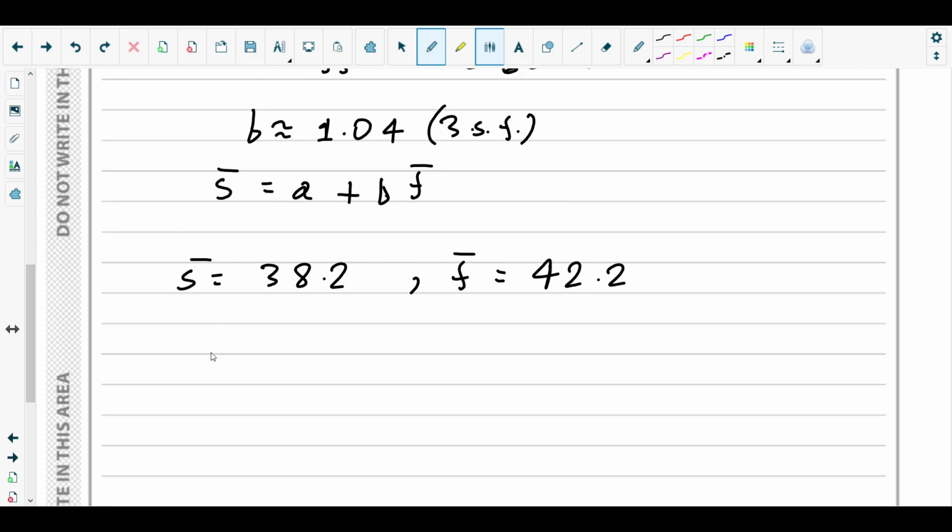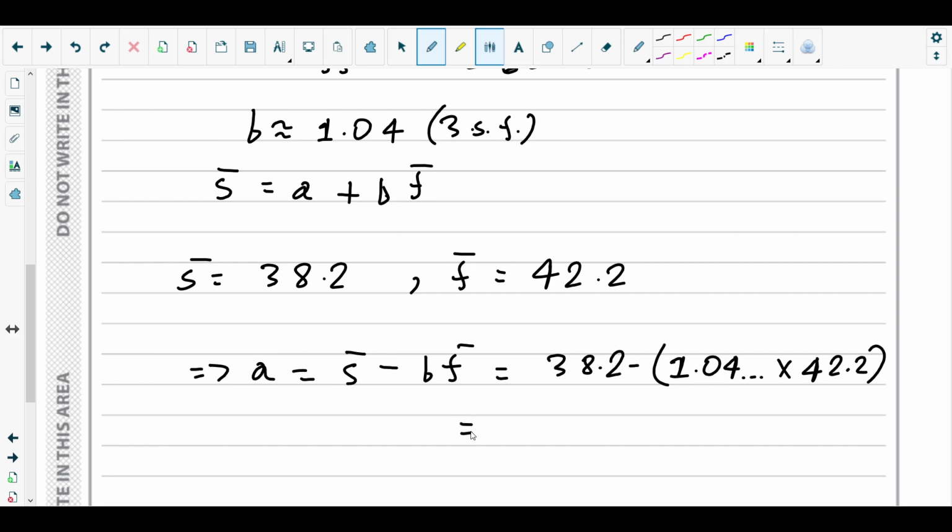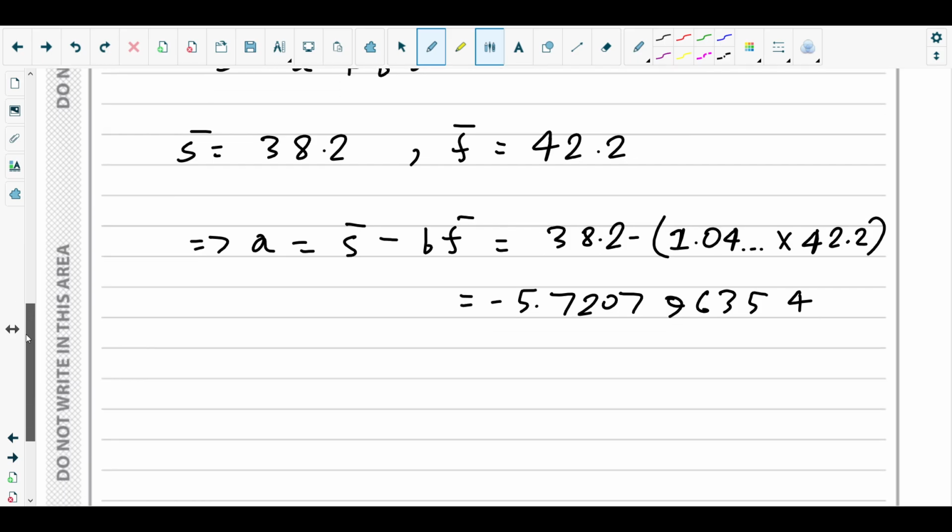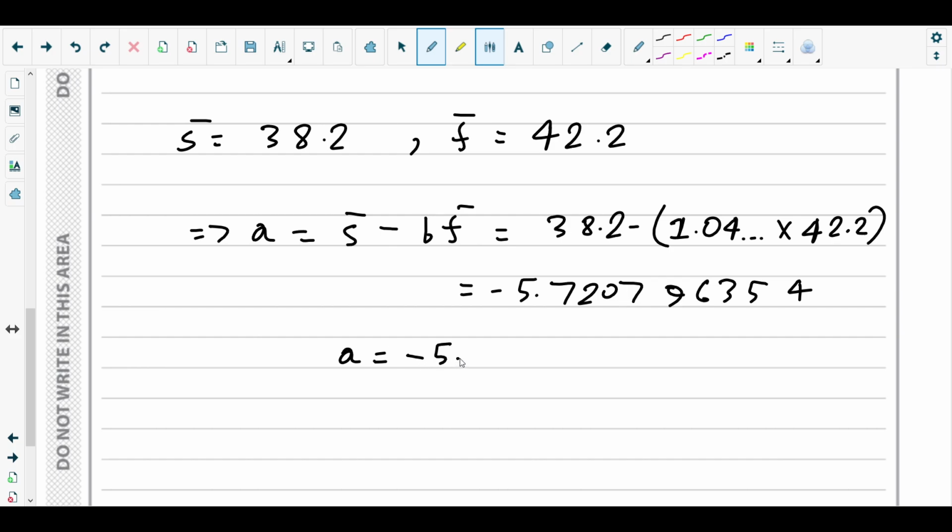So we can easily find the value for a. A equals S bar minus b times F bar. So this is 38.2 minus 1.04, do the calculation with the exact value, times F bar. F bar is 42.2. I have the value for b saved in my calculator, which is 1.0407 something, times 42.2. So 38.2 minus the answer. You'll get negative 5.7207 and so on. So we got the value for a, which to 3 significant figures is negative 5.72.